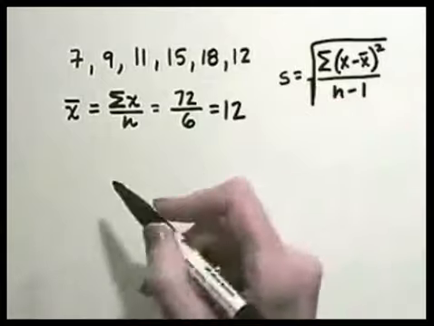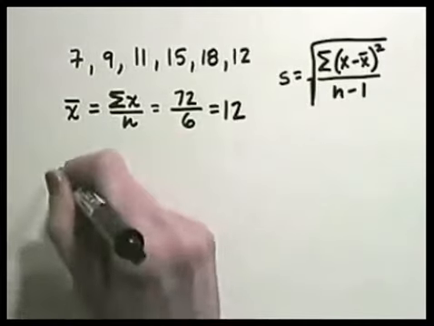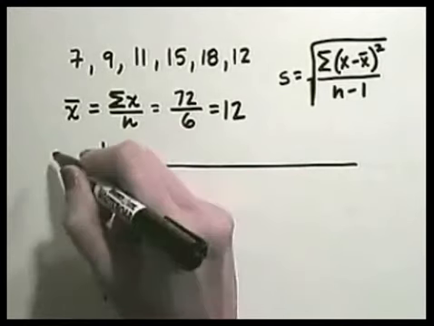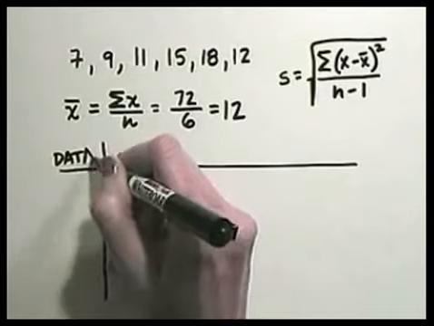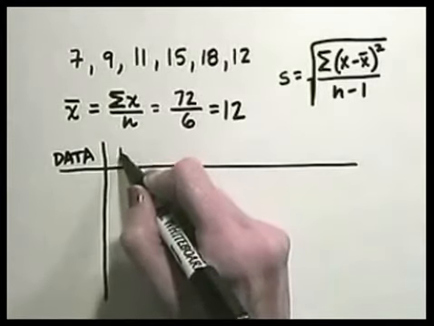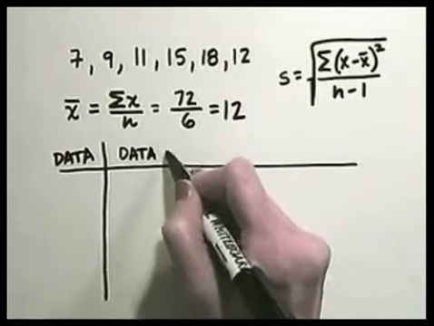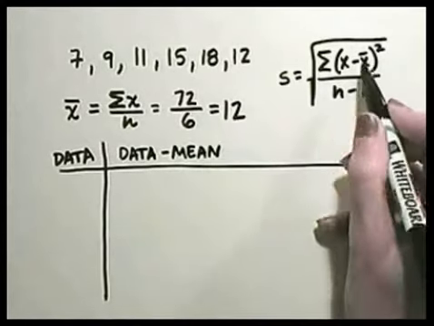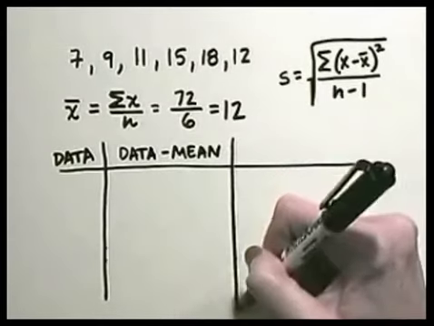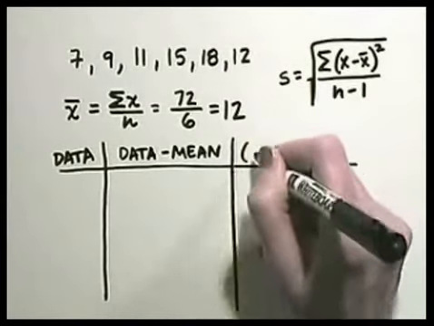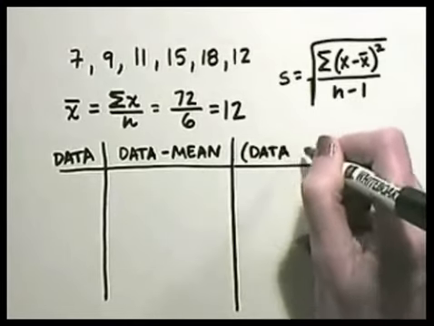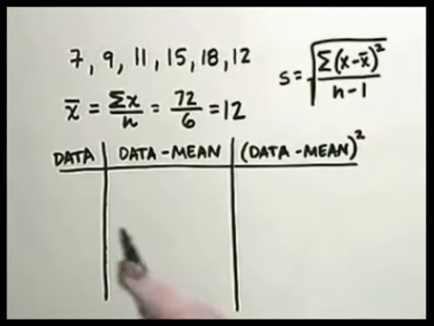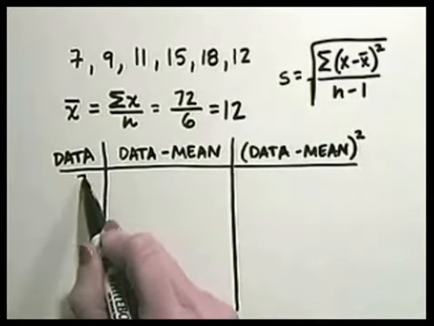To evaluate this more easily, we're going to set up a chart. In this chart, I'm going to have a column where I put down my data value. I'm going to have a column where I'll take my data value and subtract from it the mean. That would give us that x minus x bar. And then, once I get that answer, I'll look at that data value minus the mean, squared.